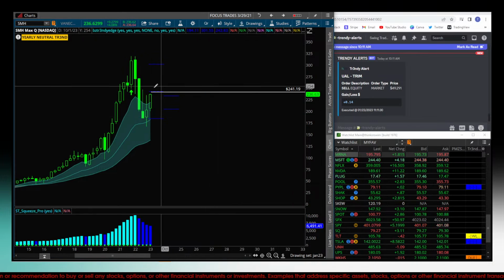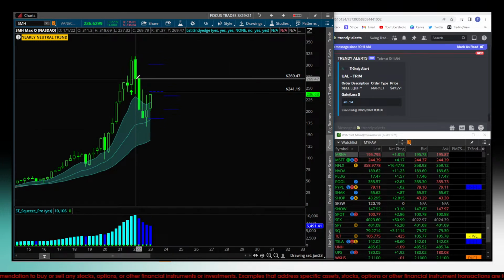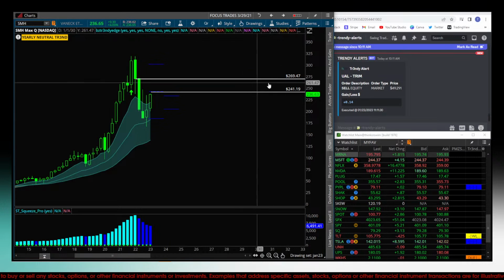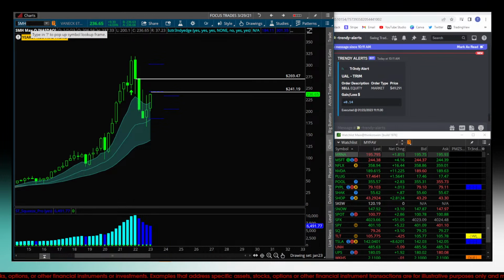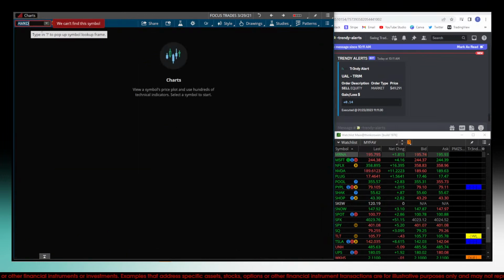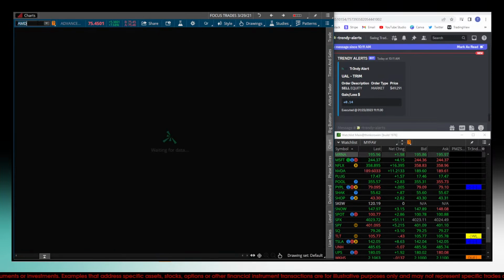Now the bigger picture, if we get over this level, we're headed back to supply 269. So if SMH can move to 269, where does that put AMD? Where does that put NVIDIA? And these are the kind of things that you want to be thinking about. And that's how I use an ETF to trade.